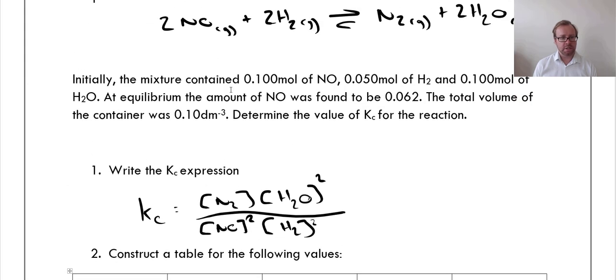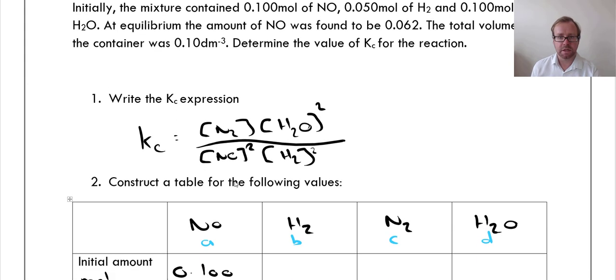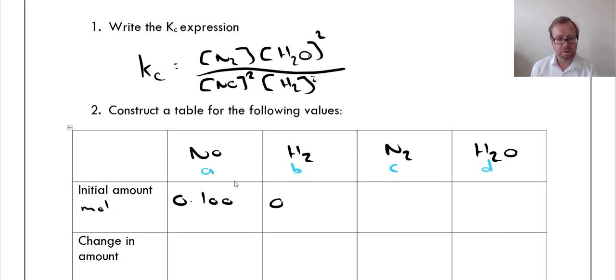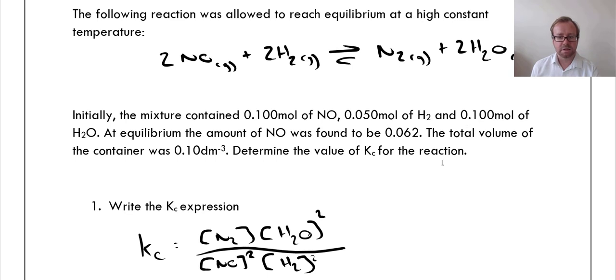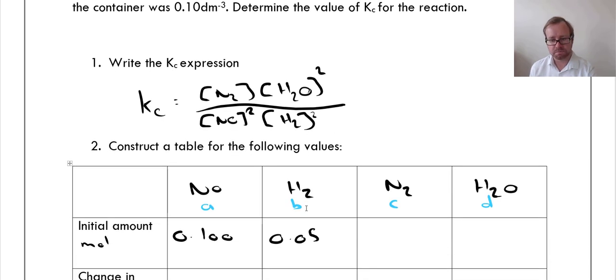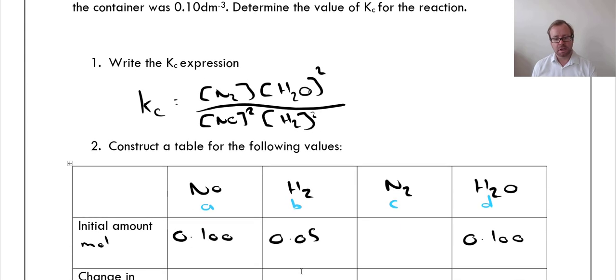So initially the mixture contained 0.100 moles of NO. So my initial amount for NO was 0.100. My initial amount of H2 is 0.05. Do I have anything else? And 0.10 mole of H2O. Okay, and usually if you have a question like this and a value isn't given for an initial amount, it means we have 0. So I can go along and fill this out as well.